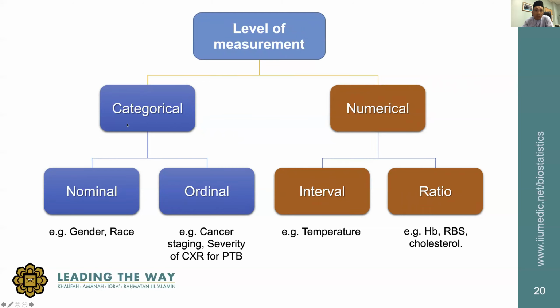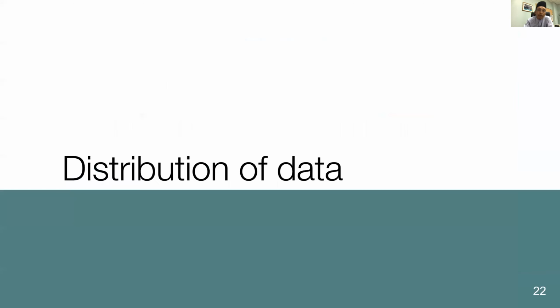But because age can be numerical, there are so many things you can do with age. That's why the hierarchy of the use of the data is higher when the data can be measured numerically. So don't simply categorize your data early. When you categorize, you will lose the statistical power of it. All right. The last one I would like to mention here is distribution of data.